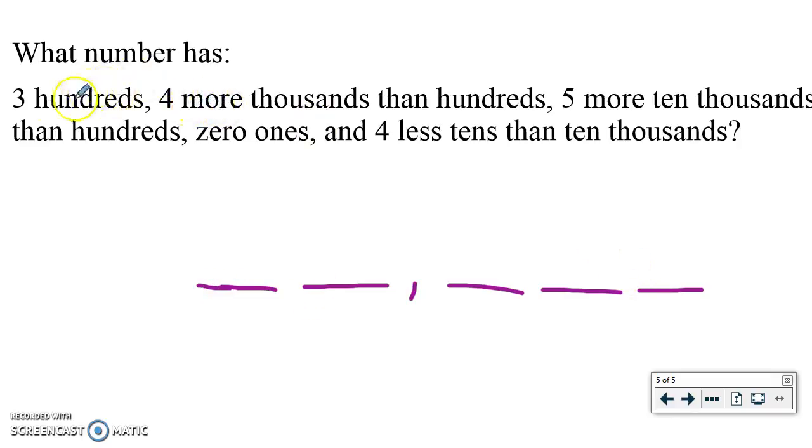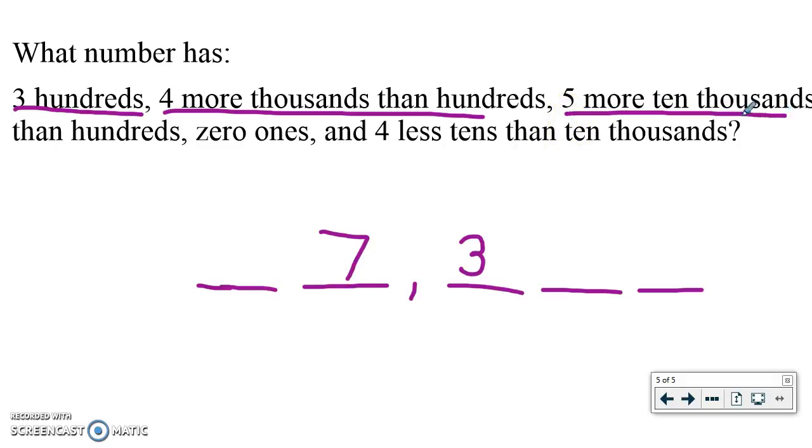Okay? So I'm just reading the place value. 3 hundreds. Find my hundreds place. 1s, 10s, hundreds. Then 4 more thousands than hundreds. 4, okay, if this is thousands place, is going to be 4 more than what I have in the hundreds. So 4 plus 3, because it's more, equals 7. Next one, 5 more 10,000s than hundreds. So my hundreds is here, the 3. 5 more than 3 is 8.